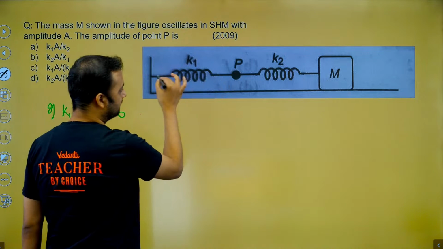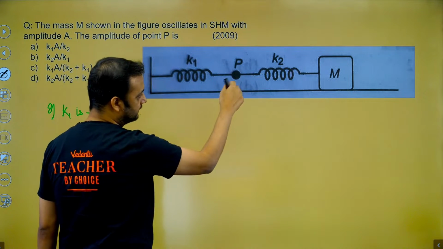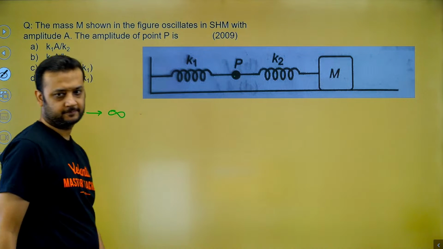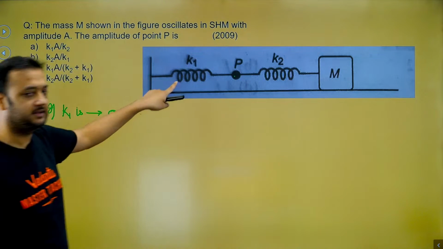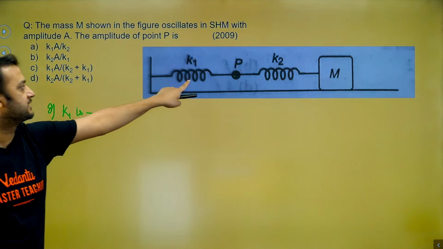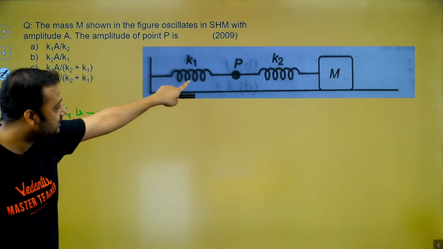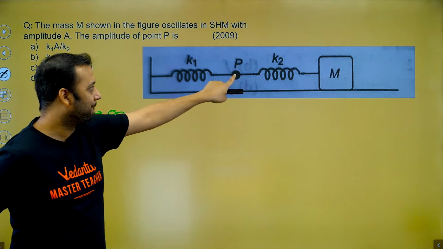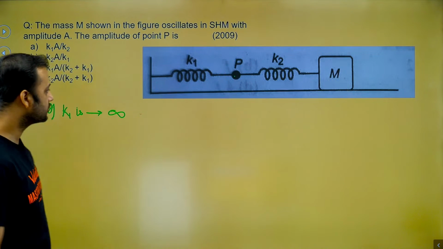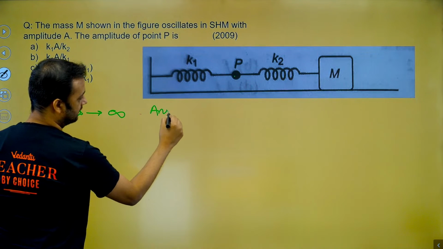That means this spring can be treated like a rod. So this point P will not oscillate. Point P will always be at rest. Understanding? If K1 tends to infinity, this spring will not oscillate. This has become a very rigid rod. So that means P cannot move. So the amplitude of P should be 0. So in that case, the answer should be 0, right?